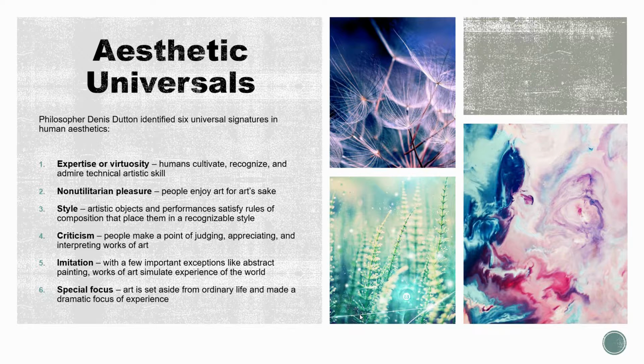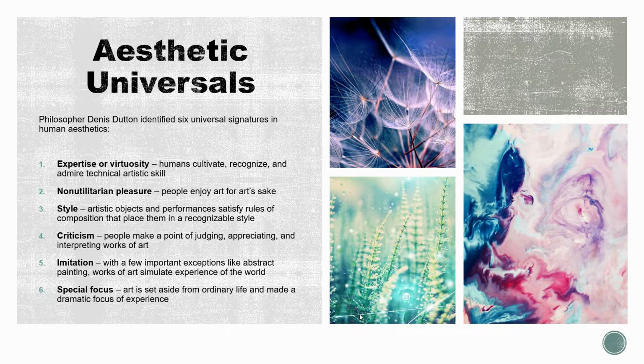Here I have philosopher Dennis Dutton's identified 6 universal signatures in human aesthetics. So the 6 categories are expertise or virtuosity. Humans cultivate, recognize, and admire technical artistic skill. So we recognize something that must have taken a lot of work and a lot of mastery.